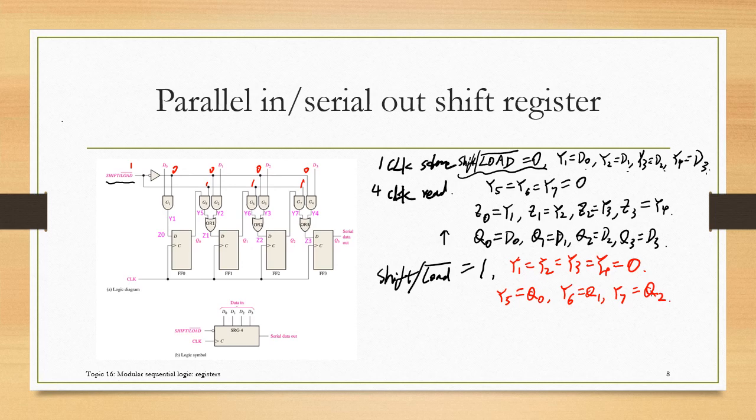Right? And then we have z1 equal to q0, z2 equal to q1, and z3 equal to q2. So if we have this connection, you will find this circuit becomes the same as this serial-in, serial-out shift register. So then we know how the data will be shifted, right? So this is how the parallel in, serial out shift register works.